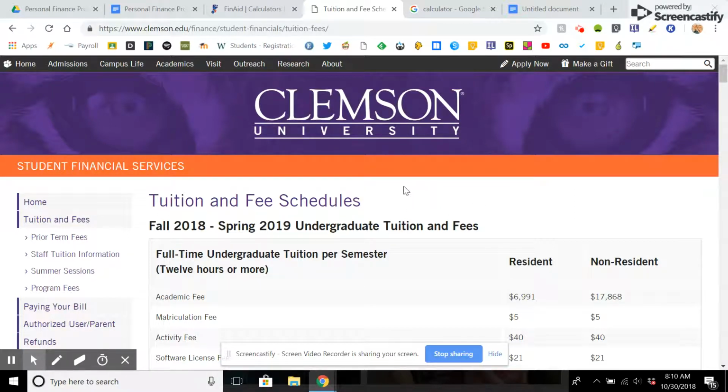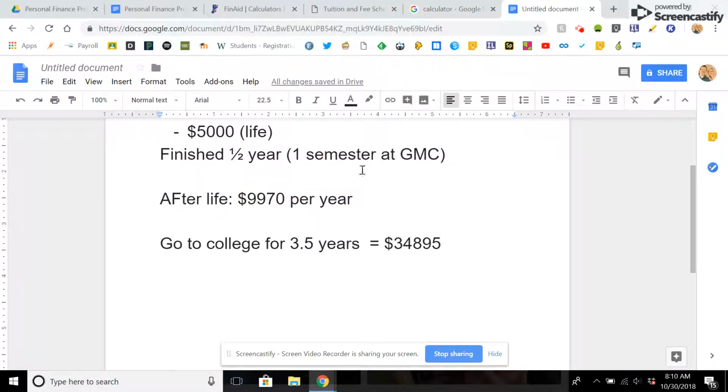Okay, so when we left off in the last video, we figured out how much it was going to cost for me to go to Clemson for 3.5 years with my life scholarship. So here's my price right here. Now what we need to do is figure out how you're going to pay that off.